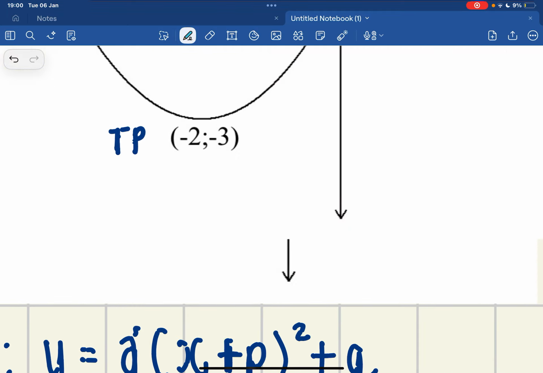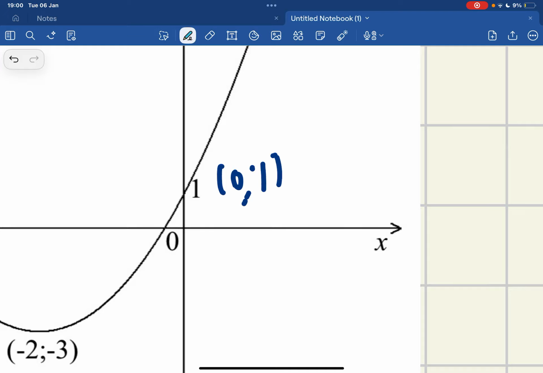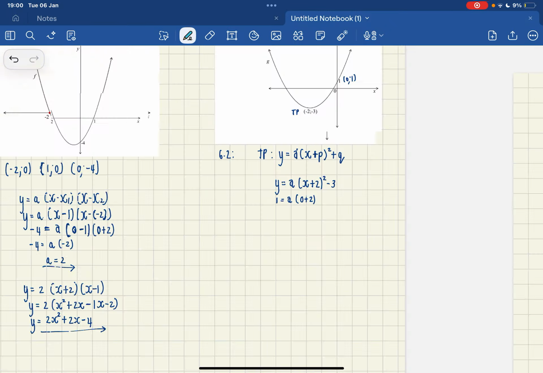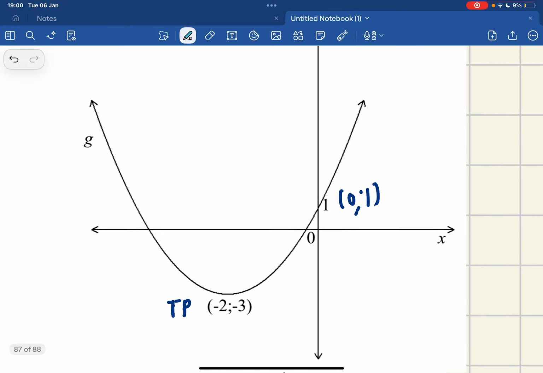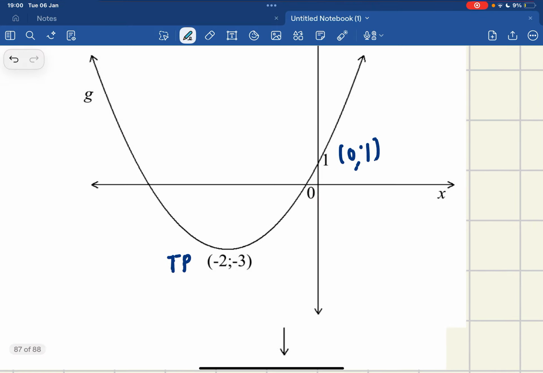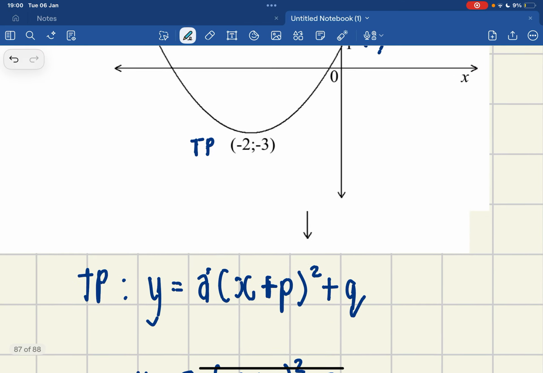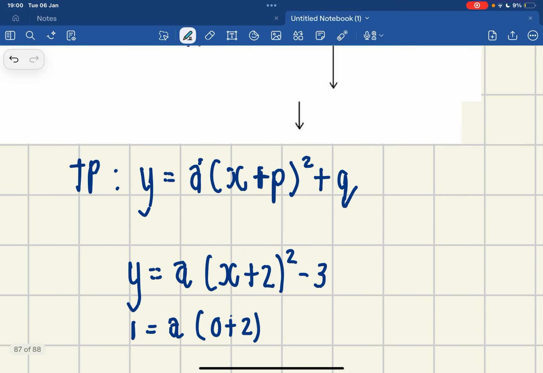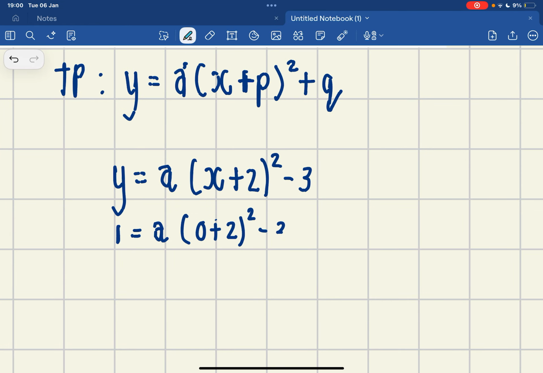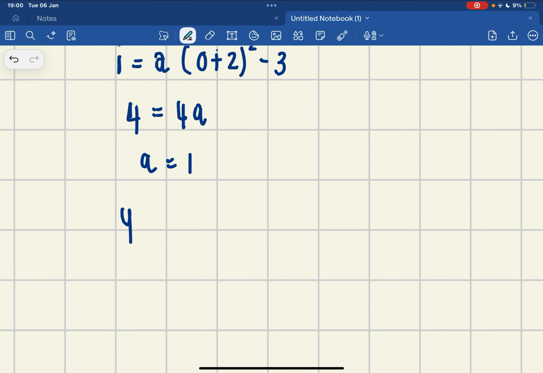And we could also now plug in this other point. And this point, as we know, is 0, 1. So point 0, 1 we plug in. And we'd have 1 is equal to a times 0 plus 2. Excuse me, I made a mistake here. We know that the point is 0, 1, so therefore the y is 1 and x is 0. Yes, perfect. Therefore, we'd have 1 is equal to 4a, and a is equal to 1. Therefore, we'd have y is equal to 1.